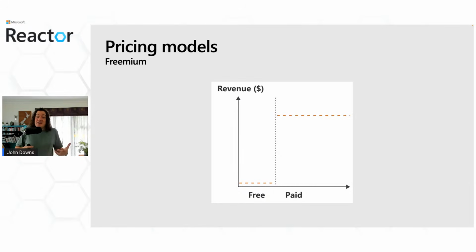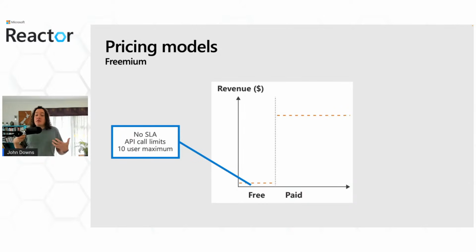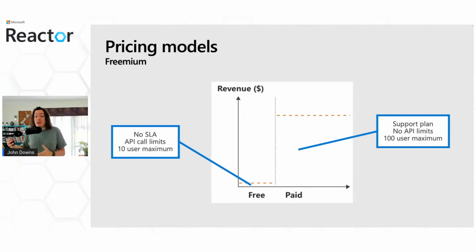Another model that many SaaS solutions have is a freemium model. This is where you get some set of capabilities for free, and then the tenant needs to pay more to unlock more capabilities. For example, your free tier might not provide a service level agreement or any kind of guarantees. There might be limits on how many API calls they can make each month, and you might only allow, say, 10 users within a tenant. But if the tenant moves to a paid plan, they'll get support, they'll get an SLA, they'll be able to use the API as much as they like, and maybe they can have a lot more users as well.